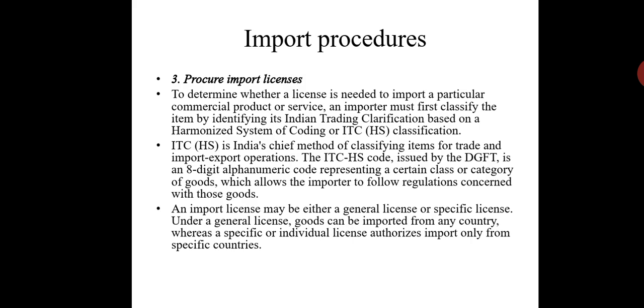When there is a special license, like a license for drugs which are used in the pharmaceutical industries, or alcohol, there you need special licenses. When you get the special license, you have to mention the country's name, or you have only specific limited options from where you can import the goods that you need. So this is about the procedure of import license.